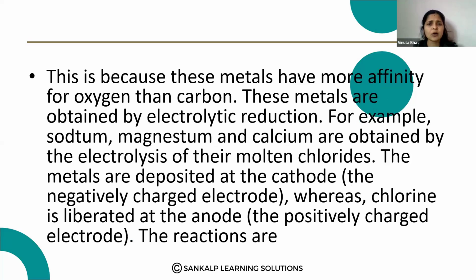Next one. This is because these metals have more affinity for oxygen than carbon. So these metals are obtained by electrolytic reduction. For example, sodium, magnesium and calcium are obtained by the electrolysis of molten chlorides. The metal is deposited at the cathode, which is negatively charged, and chlorine is deposited at the anode, which is positively charged. So you can see the reactions. First of all, you have to note down this answer.